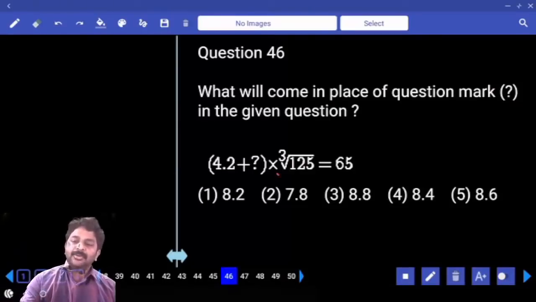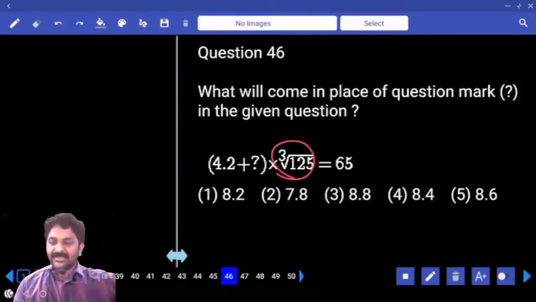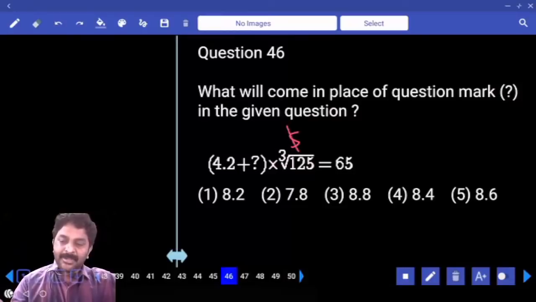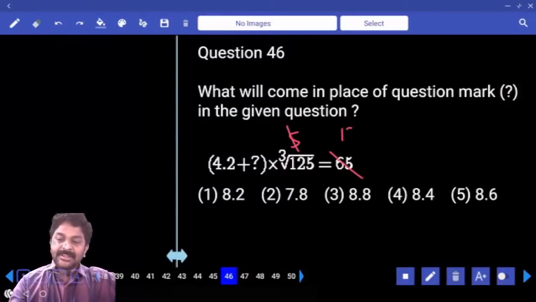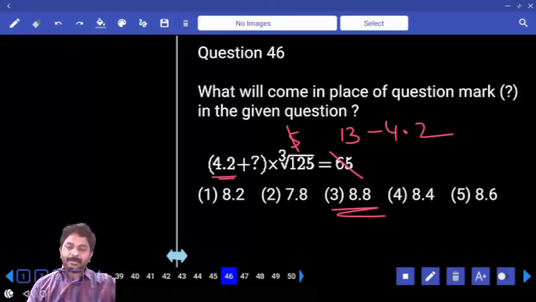Right. Cube root of 125. How much is this value? 5. 5 how many times? 13 times. 4.2 goes to the other side, becomes minus 4.2. Answer 8.8.